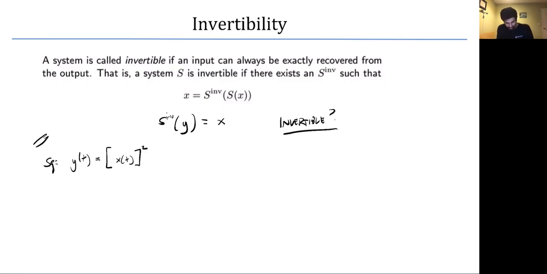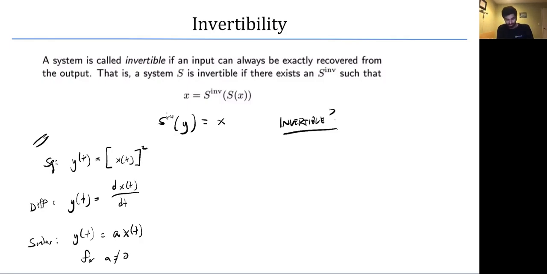And I'm just going to put another system here, the differentiator system, which is y of t equals the derivative of x of t with respect to t, and maybe a scalar multiplier. And then a third system, y of t equals a times x of t, for some a that's not equal to zero. So as a check your understanding, please answer, which of these three systems, one, two, three, are indeed invertible or not? Feel free to pause the video and rejoin us.